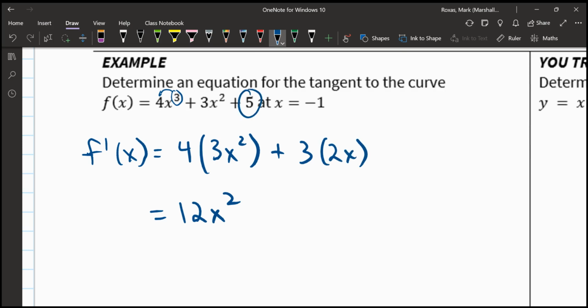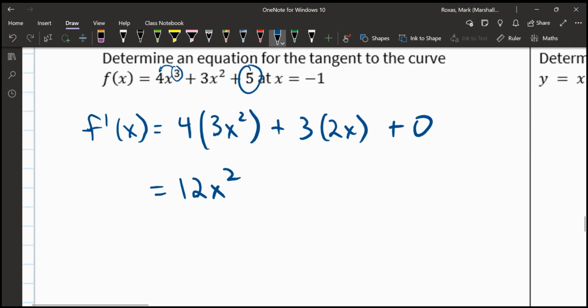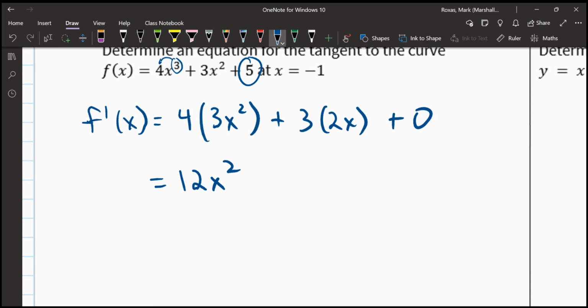And the derivative of 5, well, 5 is a constant. So the derivative of a constant we already established was 0. And so if I simplify this, 3 times 2x is 6x. There's my derivative.